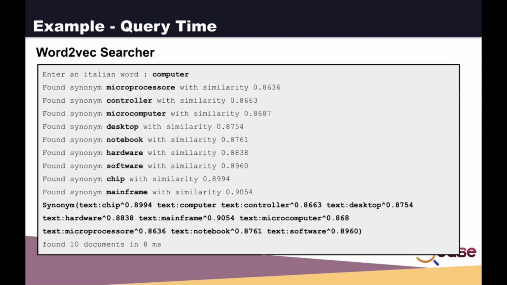Some of them are correct, some of them not. But as I said, we didn't do any tuning when we trained the model. And what is more important is that when we generated the query, we can see the query with all the synonyms expanded, and we apply a boost that is the similarity.